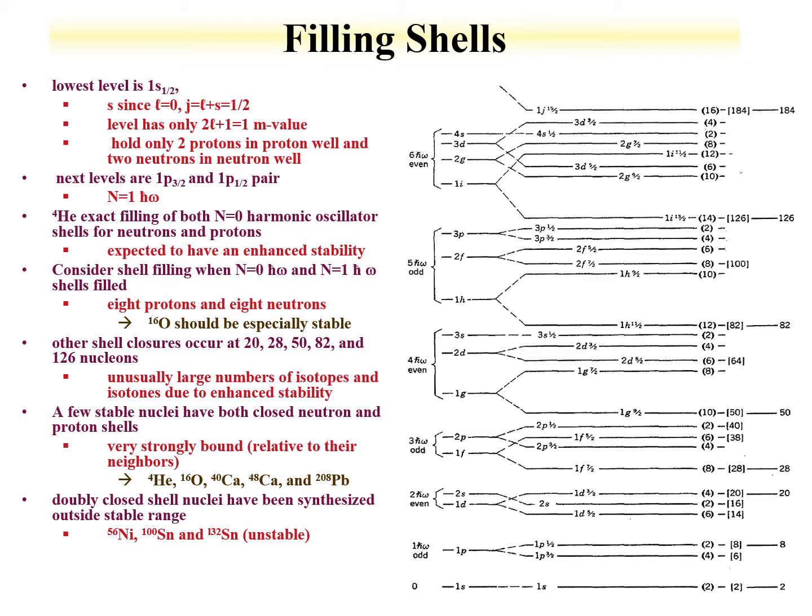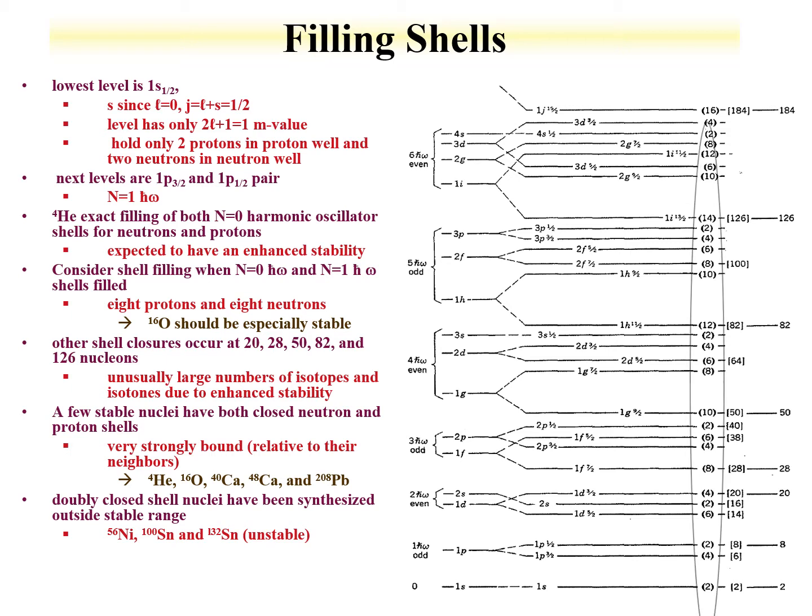A few stable nuclei have both closed neutron and proton shells. They're very strongly bound relative to their neighbors. We can also call these doubly magic nuclei, and some examples are listed here: helium-4, oxygen-16, calcium-40 and 48, lead-208. We can also find doubly closed, doubly magic nuclei that are unstable. Examples are given here, and particularly tin-132 is one of the driving forces in the asymmetric fission distribution.